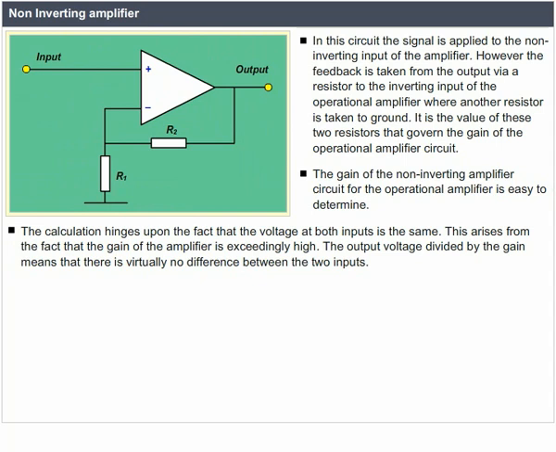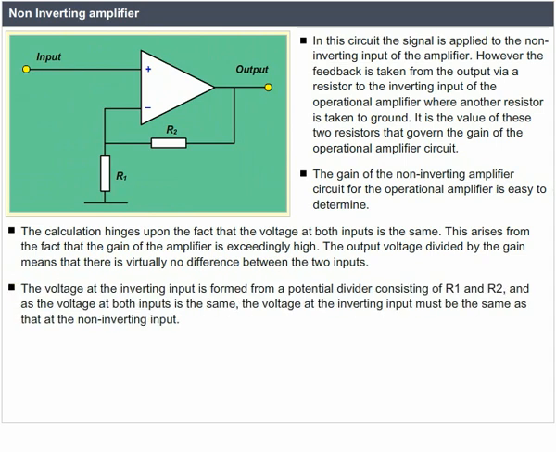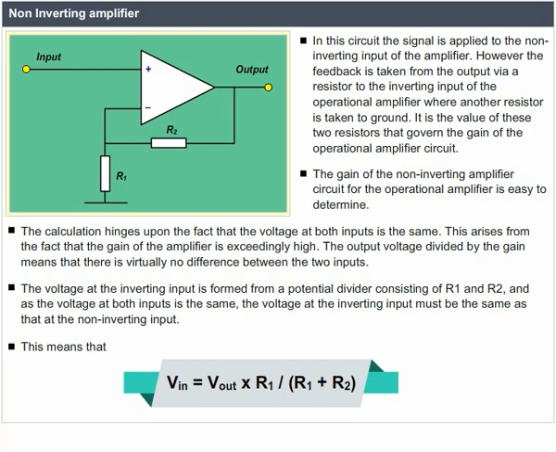This arises from the fact that the gain of the amplifier is exceedingly high. The output voltage divided by the gain means that there is virtually no difference between the two inputs. The voltage at the inverting input is formed from a potential divider consisting of R1 and R2, and as the voltage at both inputs is the same, the voltage at the inverting input must be the same as that at the non-inverting input. This means that Vin = Vout × R1/(R1 + R2).